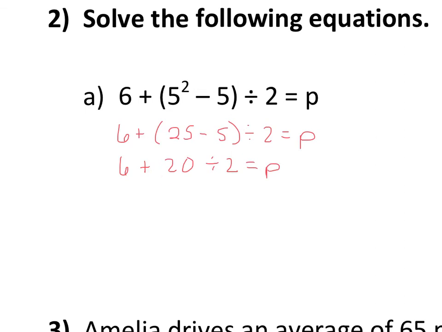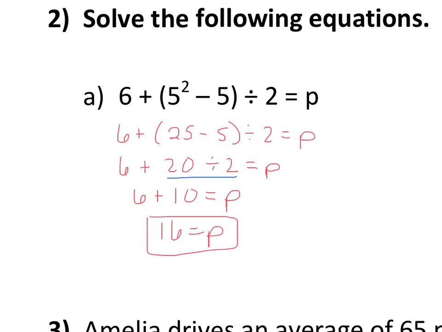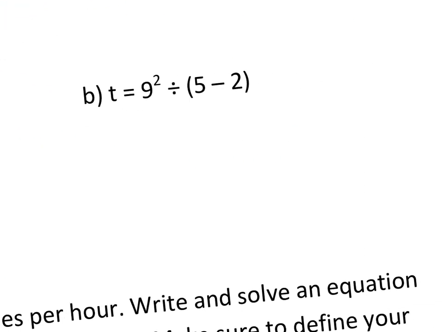Now, according to order of operations, I have to do my division first, then do my addition. Okay, so I'm going to have 6 plus 10 equals P. So just keep in mind that this guy has to go first. So 16 equals P, and that's going to be my answer. Okay, so it's just like order of operations, except for now they've put an equal sign and a variable in there. Okay, all right, so let's go to B.